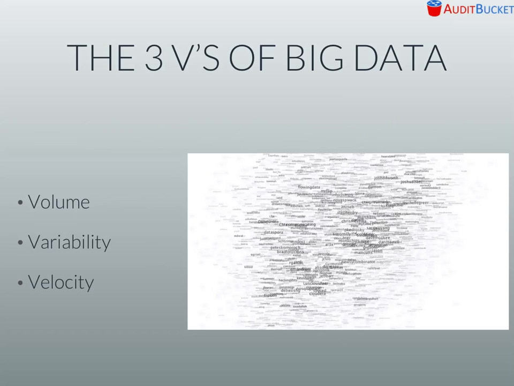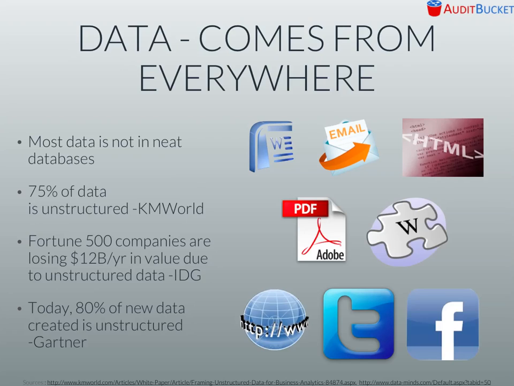So let's talk about those challenges. First are the 3 V's of big data: volume, variability, and velocity. Data doesn't always come in neat formats, and it's accumulating at fantastic rates. We know that data in the enterprise exists in Word documents, emails, intranet pages, etc. In fact, 75% of that data is unstructured, and the value lost from not being able to leverage the intelligence in that unstructured data is tremendous. And in fact, 80% of new data is still unstructured, so this is just going to continue to grow.